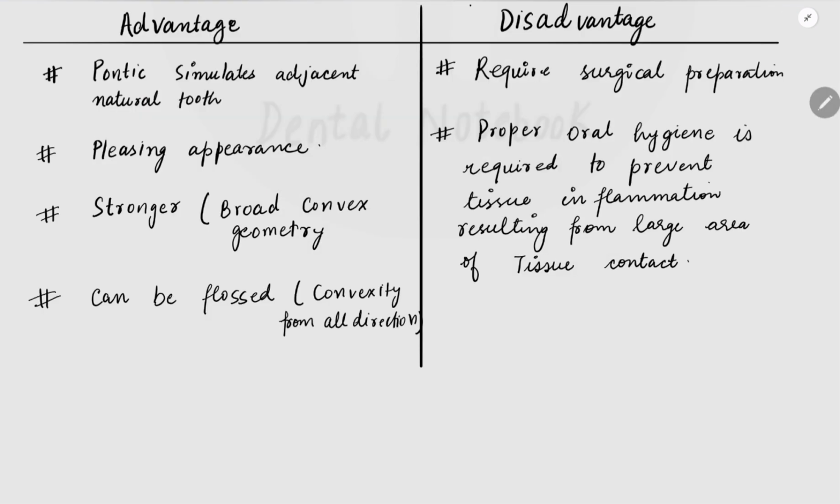Now let's see what are its advantage and disadvantage. So the advantage is that the Pontic simulates the adjacent natural teeth. So aesthetically it is very superior. It gives you a pleasing appearance, and it is stronger because it has broad convex geometry, and it can be easily flossed again. Why? Because of its convexity. Coming to the disadvantage. The disadvantage is that sometimes it may require a surgical preparation, which is a painful process of course, and proper oral hygiene is required to prevent tissue inflammation because a large area of the Pontic is in contact with the tissue. So proper oral hygiene is required to maintain this kind of Pontic.